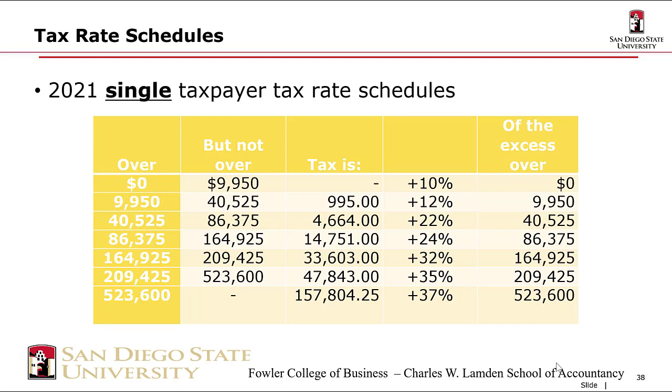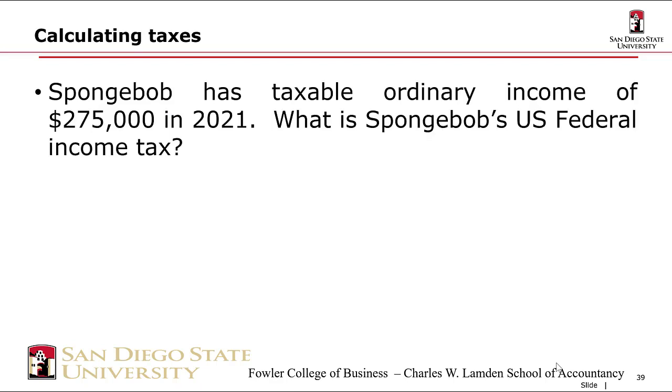So that's the 10% through $9,950, another 12% from $9,950 to $40,525, another 22% from $40,525 to $86,375, et cetera, et cetera, et cetera. When you total all those up through $209,425, that's $47,843. So you add those two together, and that is SpongeBob's income tax.